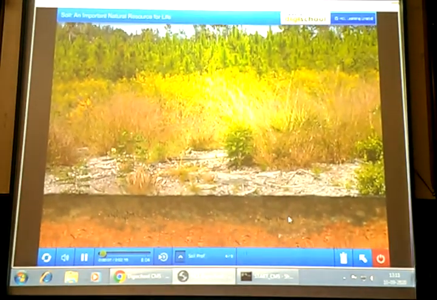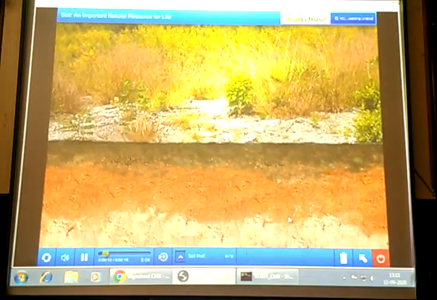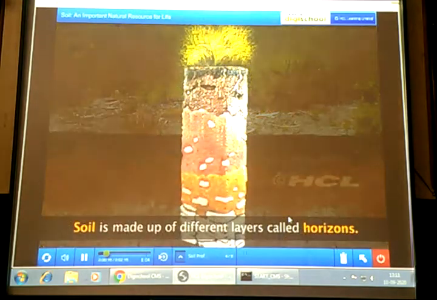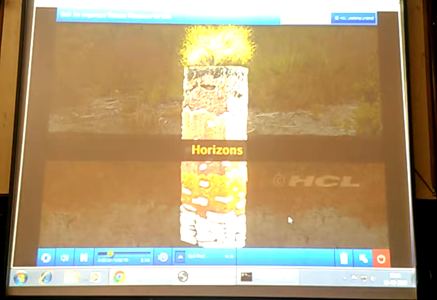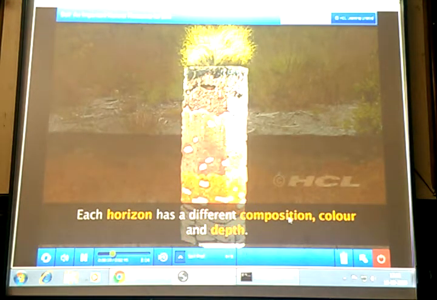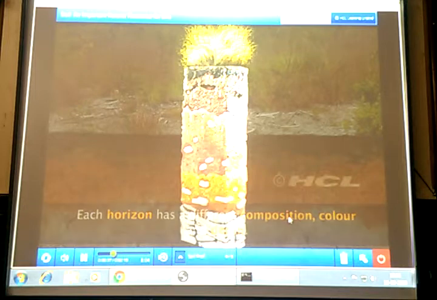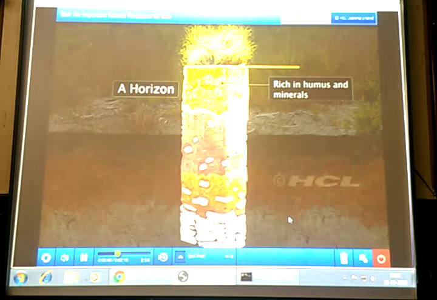The soil that we see is only the topmost layer. Soil is made up of different layers that stretch several feet below the ground. These layers are known as horizons. Each horizon has a different composition and hence a different color and depth. The uppermost horizon is termed as A horizon or topsoil. It is dark in color as it is rich in humus and minerals.